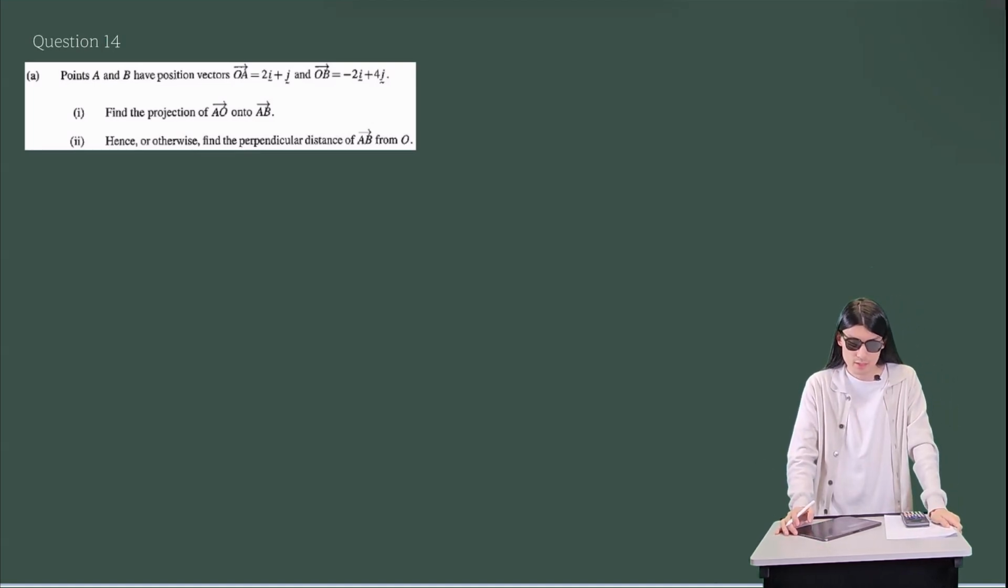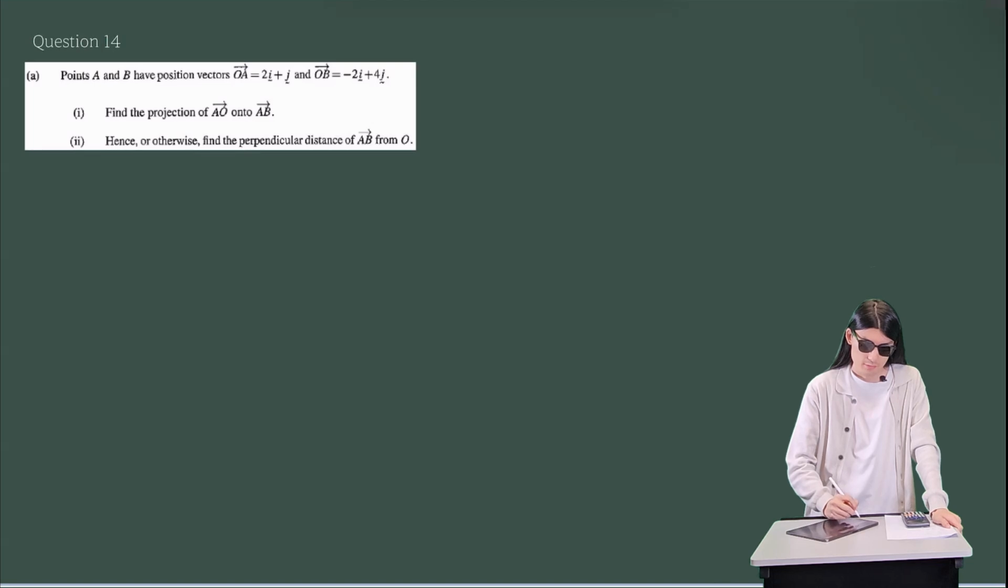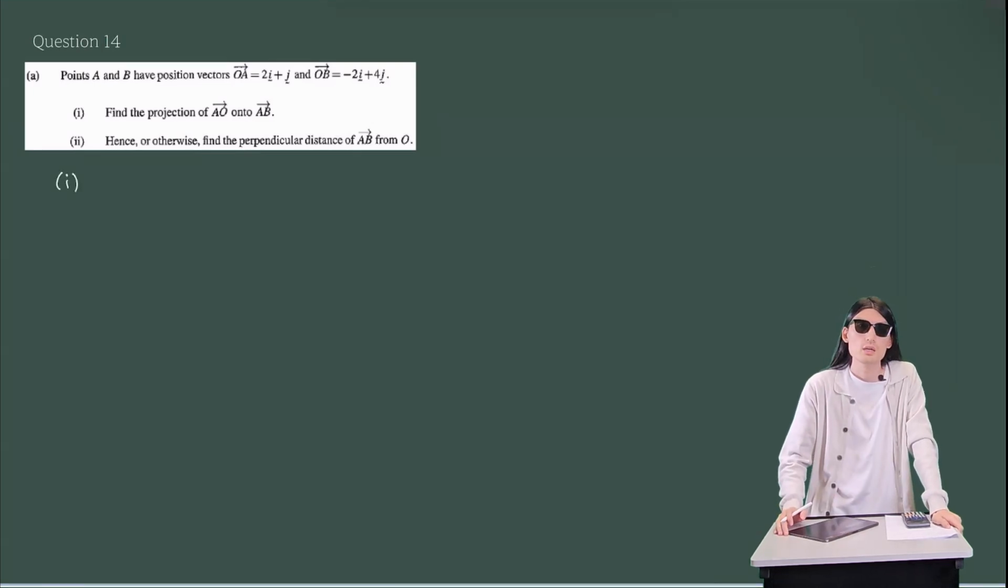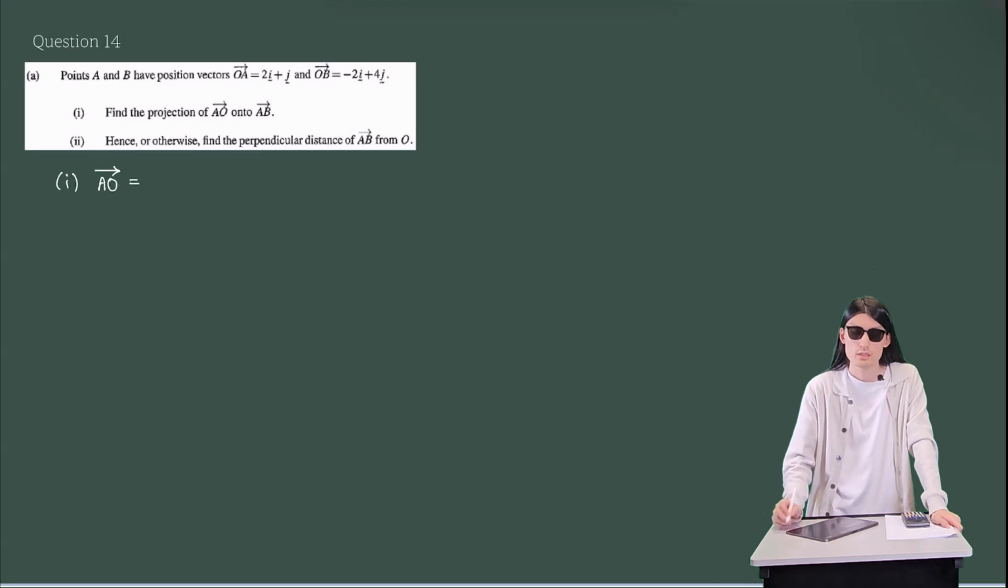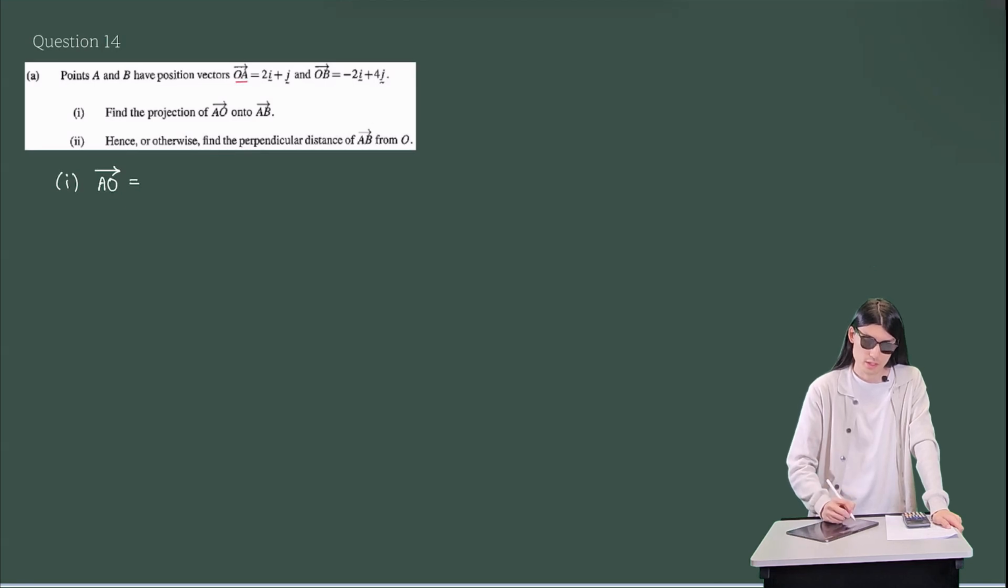14a, points A and B have the position vectors given. Now find the projection of AO onto AB. The first question is a question that can be solved quite easily just by substituting numbers into the vector projection formula. So first of all, the vector AO, this would be the negative of the vector OA, whose components are given in the question. So vector AO would be -2, -1.